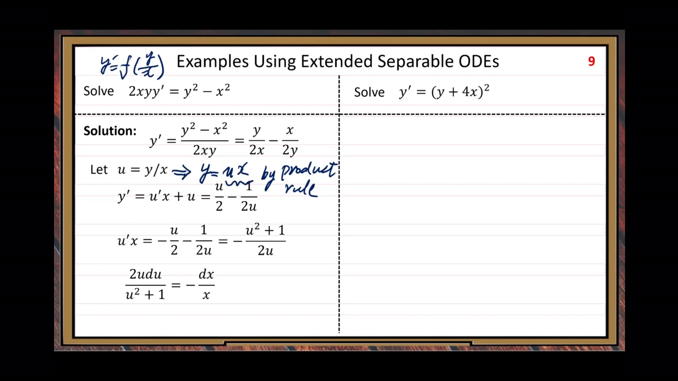Left-hand side, all u terms. Right-hand side, all x terms, by some simple algebra operations. Now, after all these steps, I think you have the confidence to solve it. All right? Practice, complete the solution. Okay?